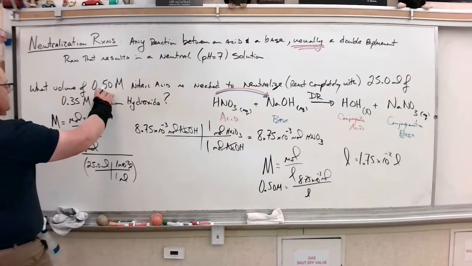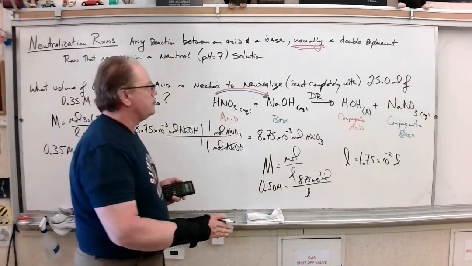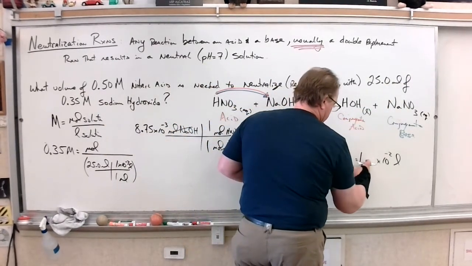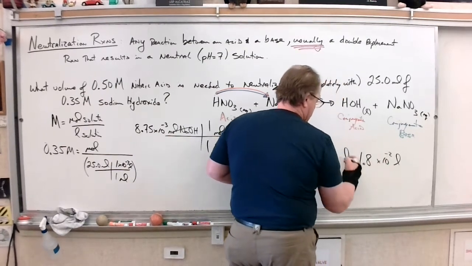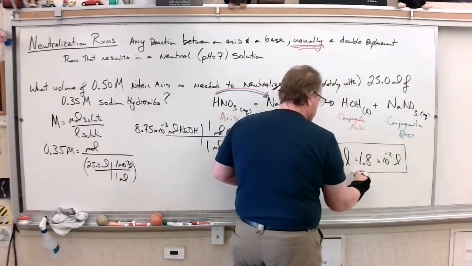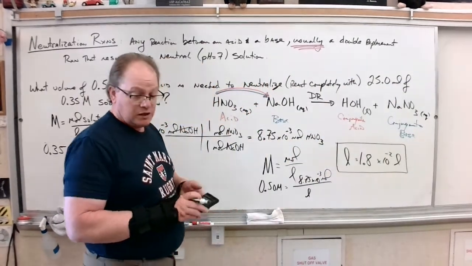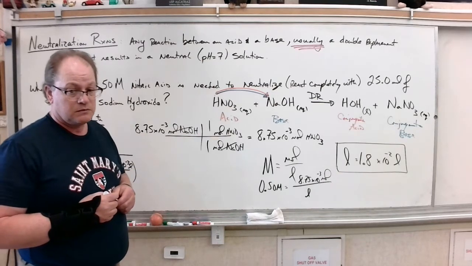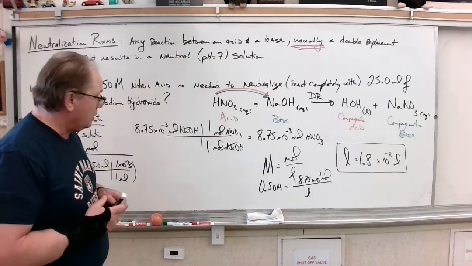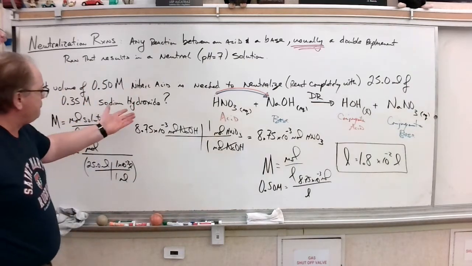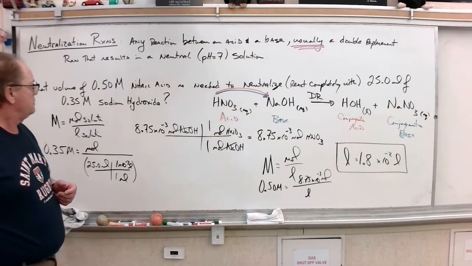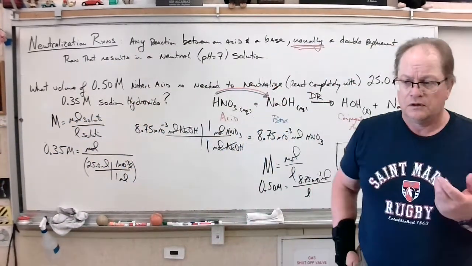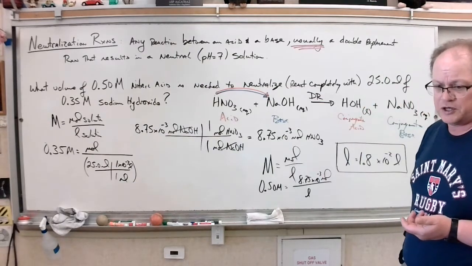Let's see, I've got 2 significant figures, 2 significant figures, 3 significant figures. I'm going to be allowed 2. My best answer is 1.8 times 10 to the minus second liters. It didn't specify milliliters, so I can leave it this way. Yeah, I need 18 milliliters. I need 18 milliliters of this half molar nitric acid to completely react with 25 milliliters of 0.35 molar sodium hydroxide.